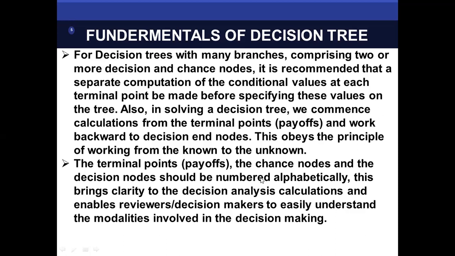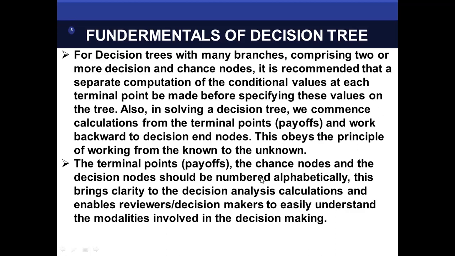Now, why walking from the known to the unknown, we obey a principle. The terminal points, the payoffs. Okay, another way of calling the payoffs, you can say the terminal points. So the payoffs, the chance nodes, and the decision node should be numbered alphabetically. Should be numbered alphabetically, not numerically, but alphabetically.